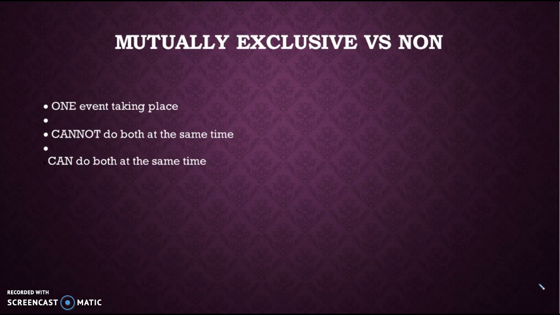Then we looked at mutually exclusive and non-mutually exclusive. Okay, now before independent, dependent, we were doing more than one event. So we were drawing 2 different cards, or we were rolling a die twice. Now we're looking at one event taking place. So we're picking one card, or we're rolling a die one time. Right? And if you cannot do both at the same time, it's mutually exclusive. If you can, if you have a both, you have an and, then it's not.